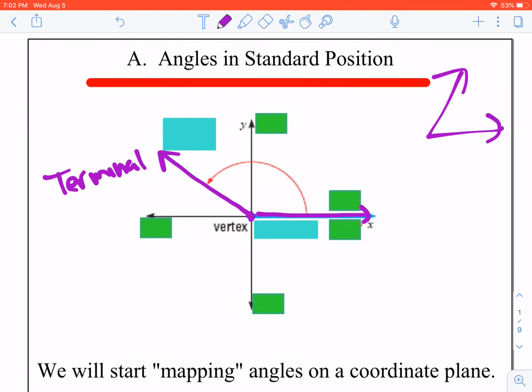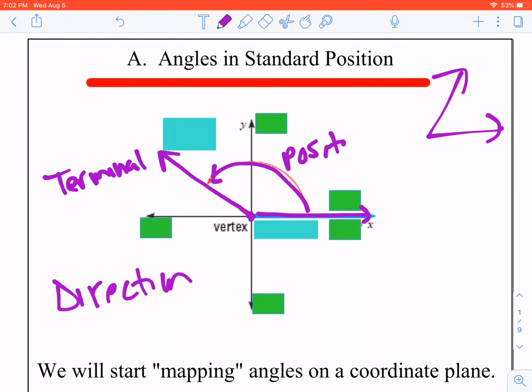Now, what you also have to draw in standard position is a direction. If I go in this direction, which is counterclockwise, this is how we plot positive angles. But if I go in this direction, this is how we do negative. I can give you an infinite amount of problems where it's going to look like the same angle, and we're going to talk about what coterminal angles mean shortly.